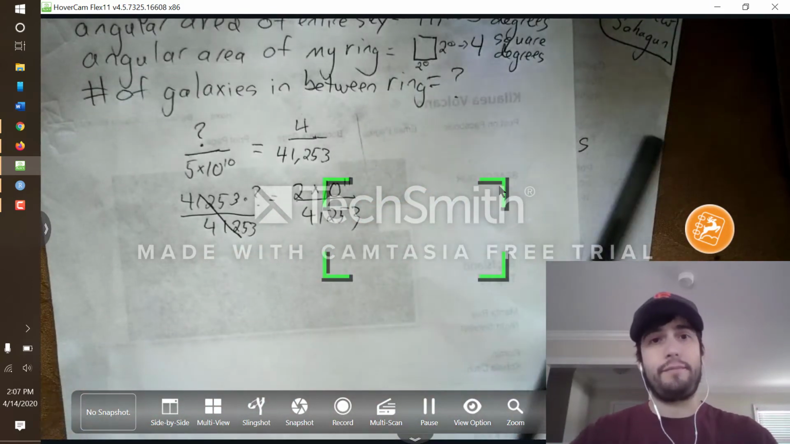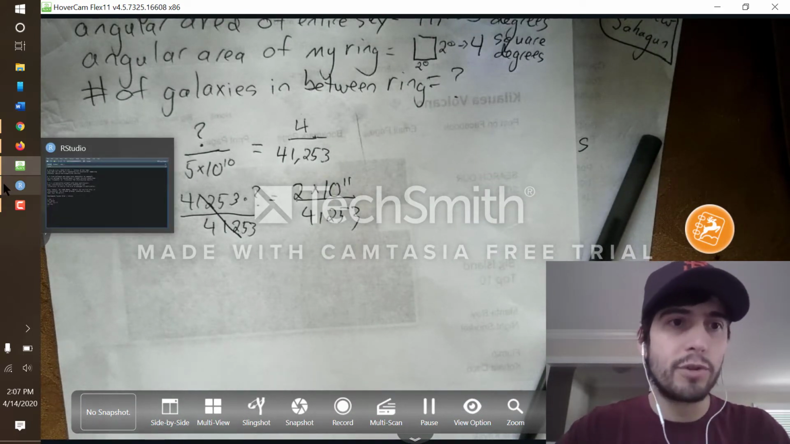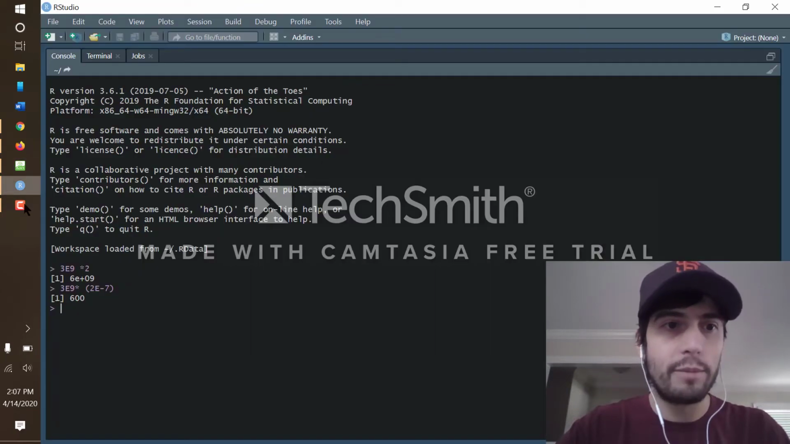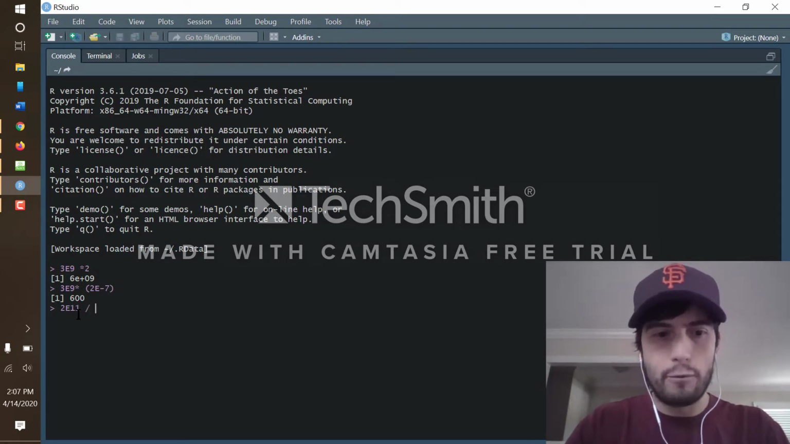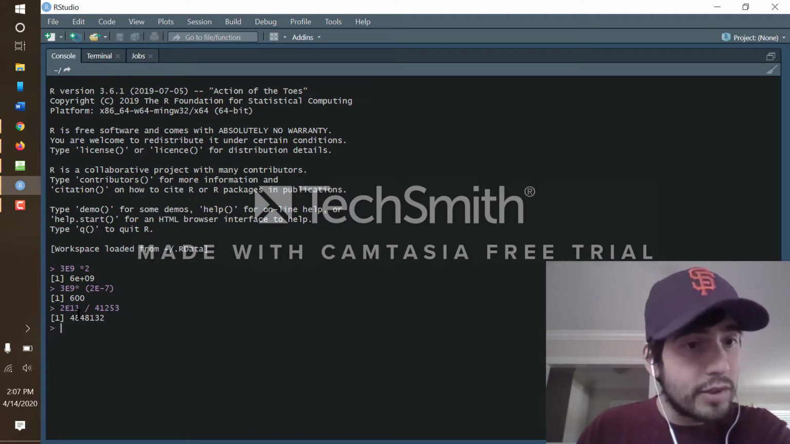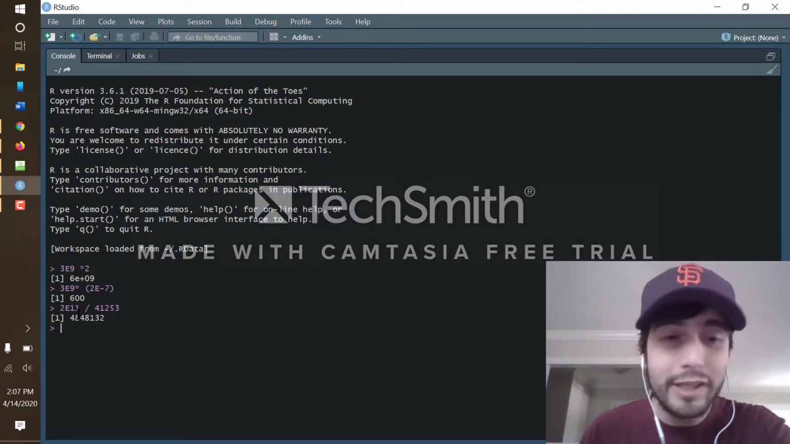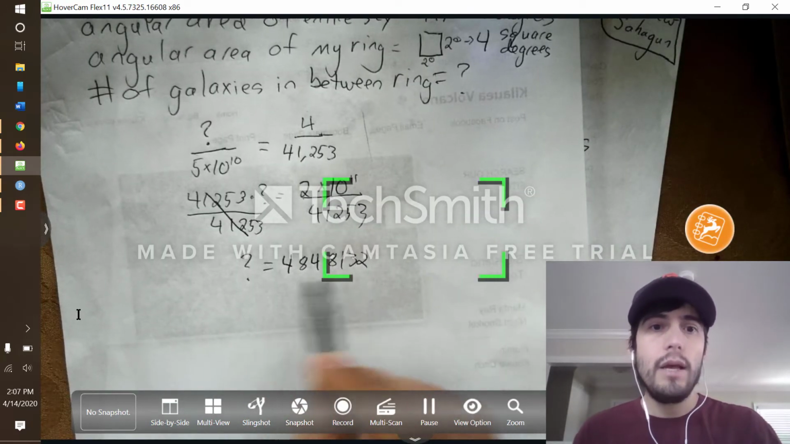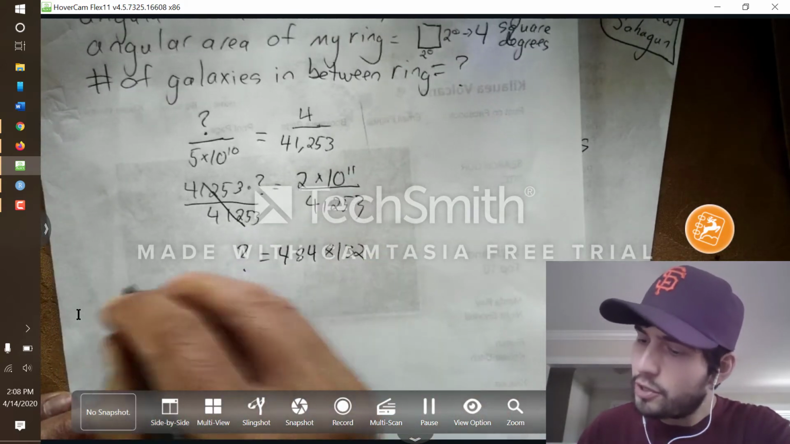And I get this number. I don't have a calculator. I left it at school, so I'm going to use a graphing program to do this. So 2e to the 11th divided by 41,253, and I get that number. So the question mark is equal to 4,848,132. I don't really like this. I like scientific notation, so I'm just going to write this out.